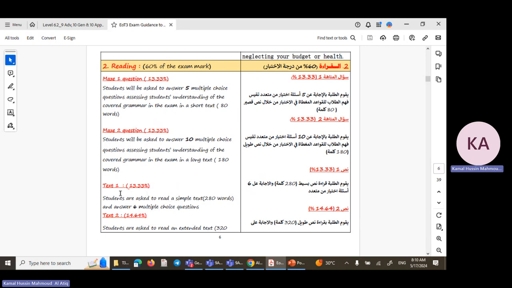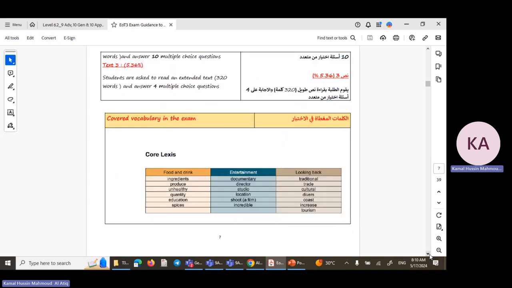Then you will have a short text with 6 multiple choice questions. This text is very easy. It's below your level. The second text is at your level, about 320 words, and you will have different types of questions, for example, where, when, why, how. And you will be asked, maybe in the third text, about the mood of the writer or of the author.